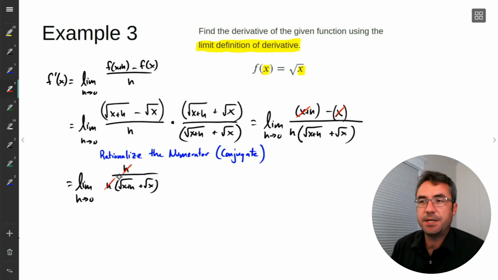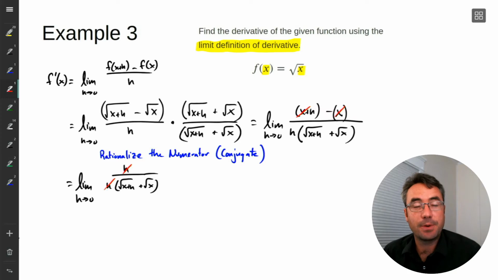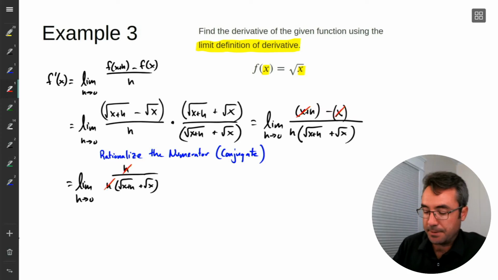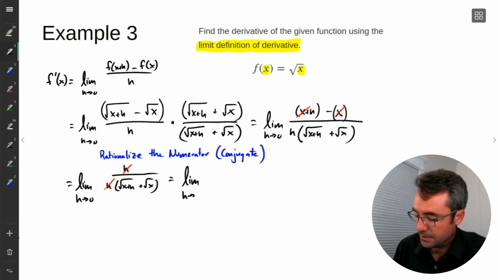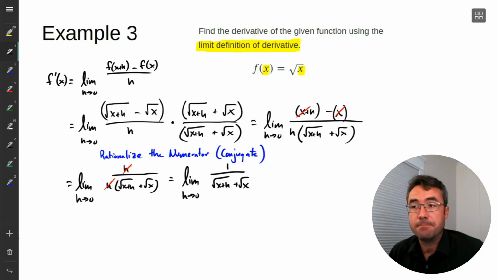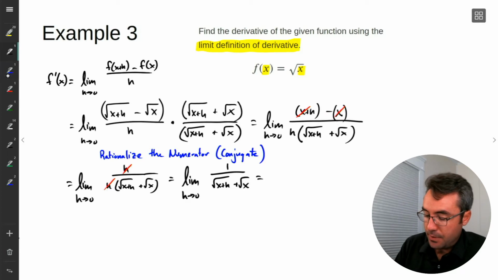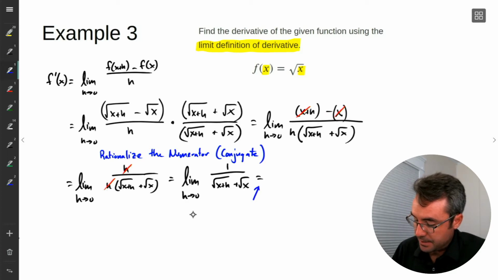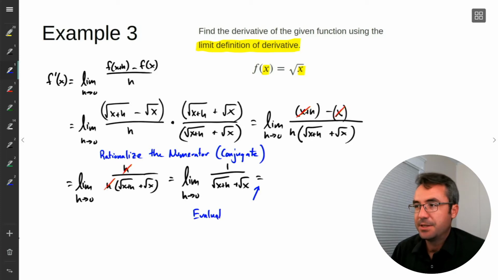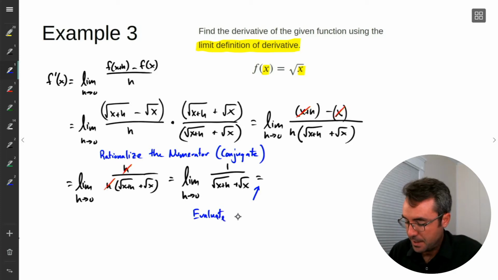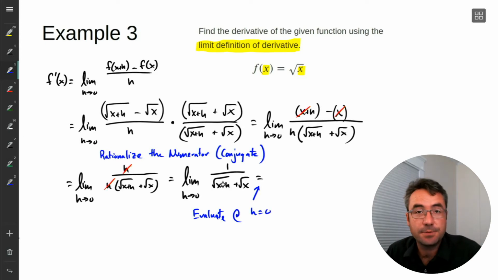And as soon as we cancel those h's, that's what was really giving us that indeterminate 0 over 0 form. So as soon as we do that canceling, we should try evaluating then. So that's what we're going to do next. So we have 1 over the square root of x plus h plus the square root of x. And now we're just going to plug in. We're going to evaluate at h equals 0. We can't just always do that, but in this case we can. And the reason is because this is a continuous function in terms of h.